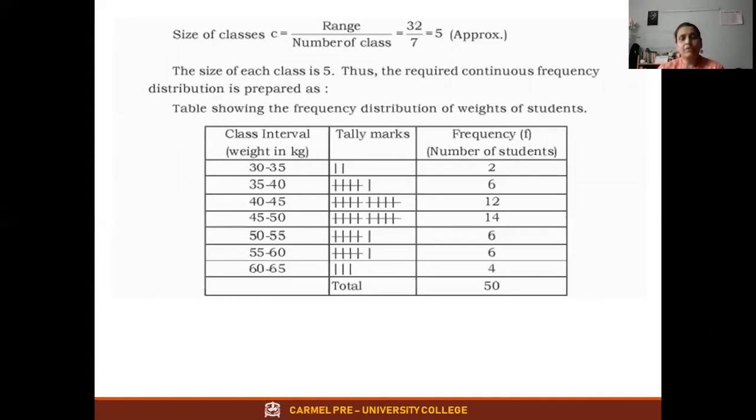So now how do I know where I should start? The least value was 32. But we will not start from 32, because the sixth rule tells us to select a multiple of 5. We can't start from 35 because 32 is there. So I have to start from 30. And what is the width? 5. And what type of class interval do we use? We use exclusive intervals. And the width should be equal for everything. Once you start with width 5, everything should be 5. That is how you prepare the frequency distribution.